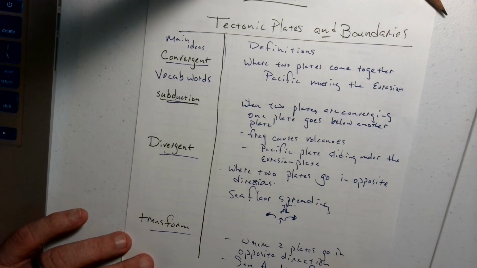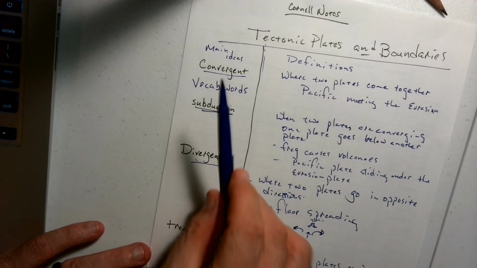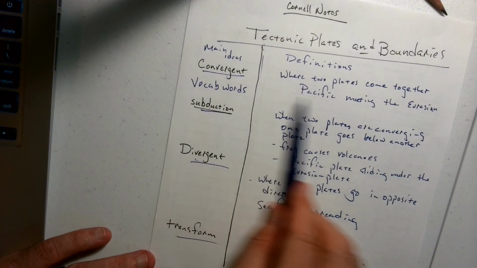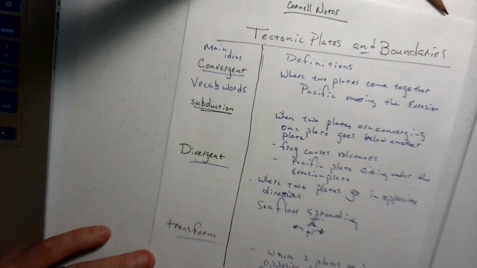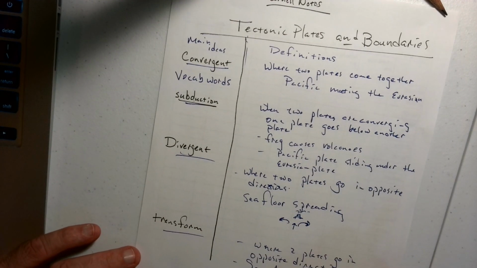So Cornell Notes is that style of note taking where main ideas, vocab words go on the small side, definitions, explanations, illustrations go on this side, and it helps you remember the material.